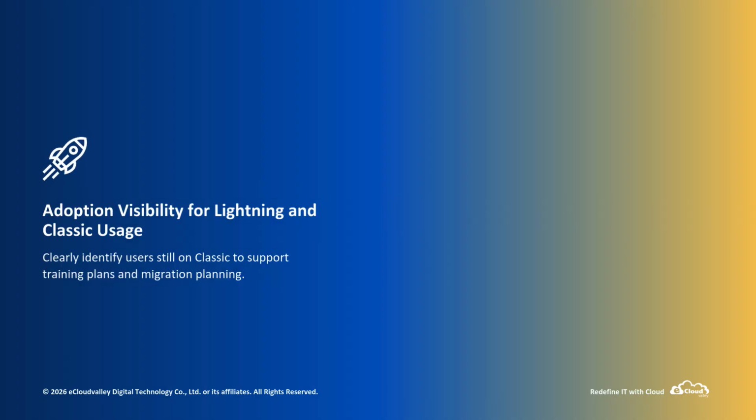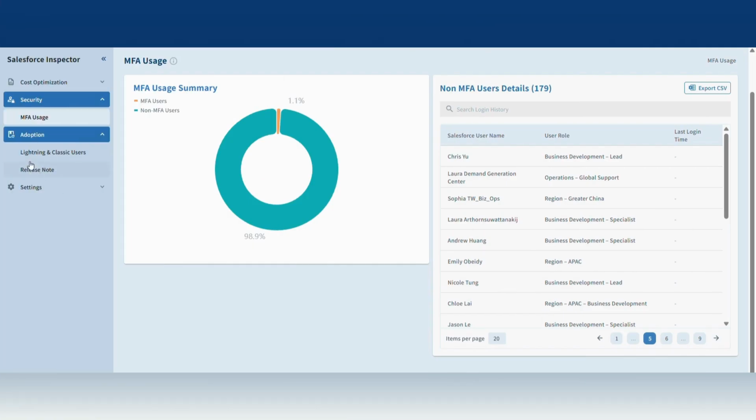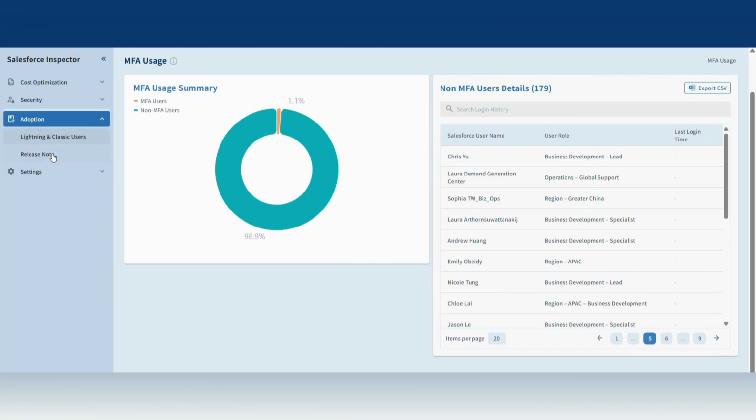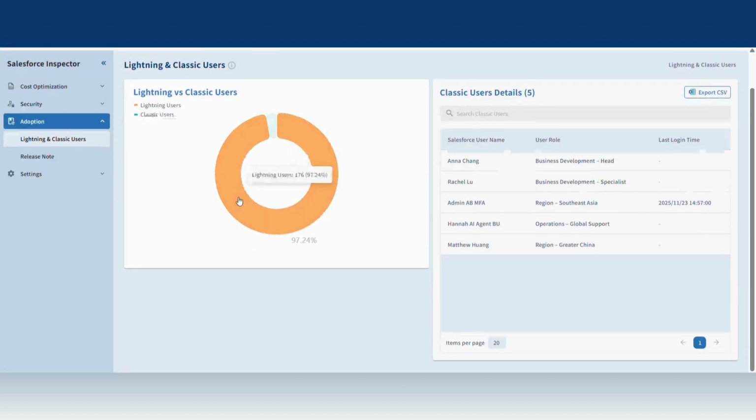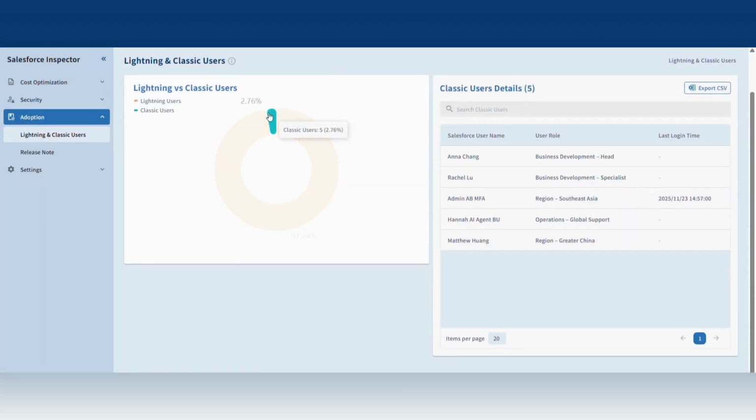Next, let's look at how the Salesforce interface is actually being used. Many organizations know that Lightning is the future, but the real challenge is often not whether to migrate, it's not knowing who is still using Classic today. In this view, Salesforce Inspector clearly shows the distribution of Lightning and Classic users. At a glance, you can see how many people have already moved to Lightning and which users are still working in the Classic interface. On the right-hand side, you'll find a detailed list of users still on Classic, including their names, roles, and most recent login activity.